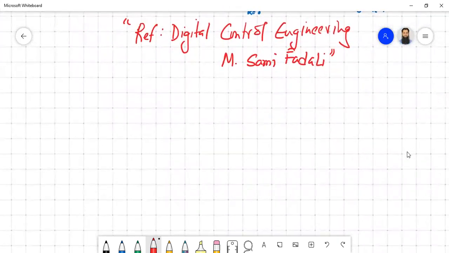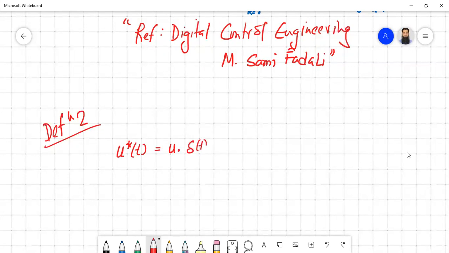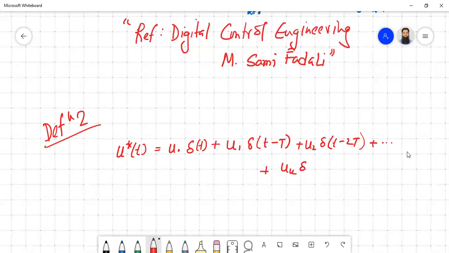The second definition is based on an impulse train. Say we have a discrete signal represented by u star of t equal to u0 delta of t plus u1 delta of t minus capital T plus u2 delta of t minus twice capital T, and it continues until uk delta of t minus k capital T.